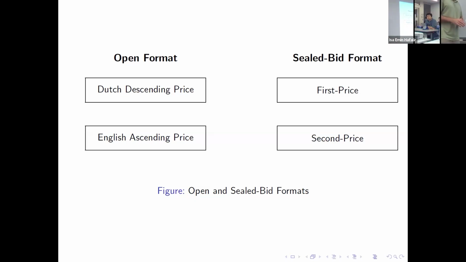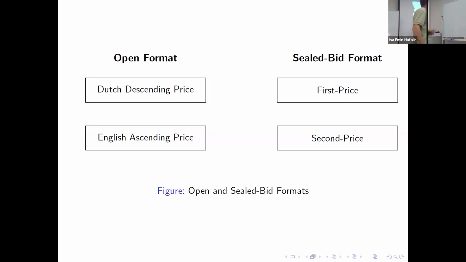The first price auction, especially the procurement version of it, is very commonly used. These are also called sealed bid formats, because the bidders actually write their bids on a piece of paper and put it in an envelope, which is opened later. So at the time of bidding, nobody knows each other's bid. The first price auction is simple: the highest bidder wins, and the highest bidder pays her own bid. That's why it's called first price, the first highest price.